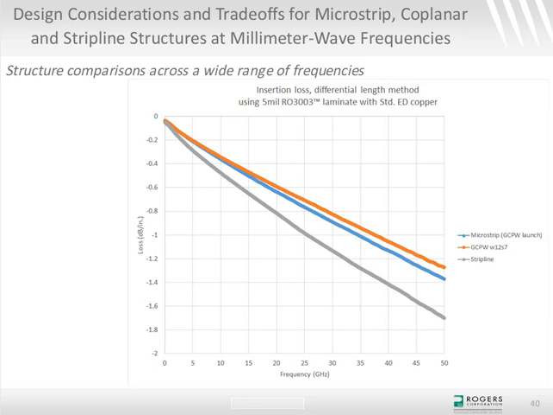Okay. Another question related to rule of thumb for line spacing. This viewer has seen n times the substrate width or n times the trace width. Which would you recommend?